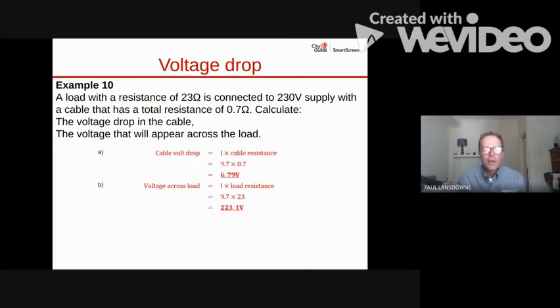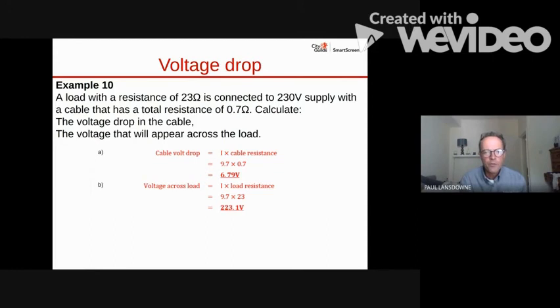So now we work out the cable volt drop. We know we've got 9.7 amps flowing. We've just worked that out. So now we just want to see how much voltage is going to drop across our cable. Using Ohm's law, 9.7 times the resistance of the cable gives us 6.79 volts.